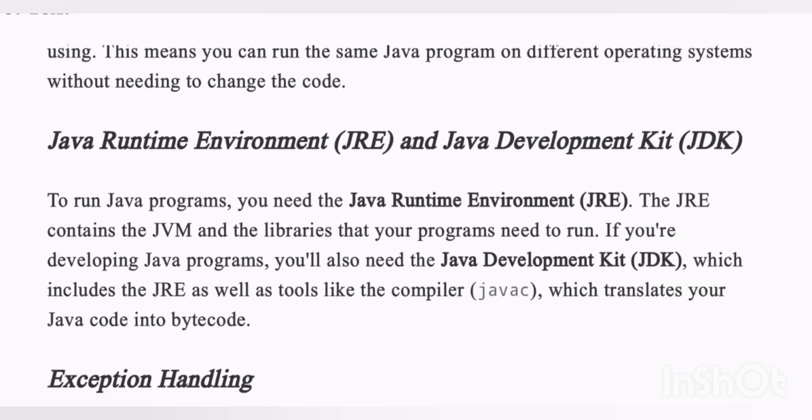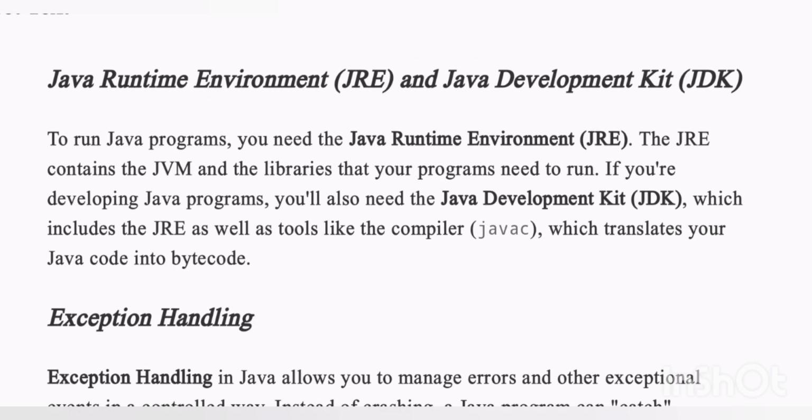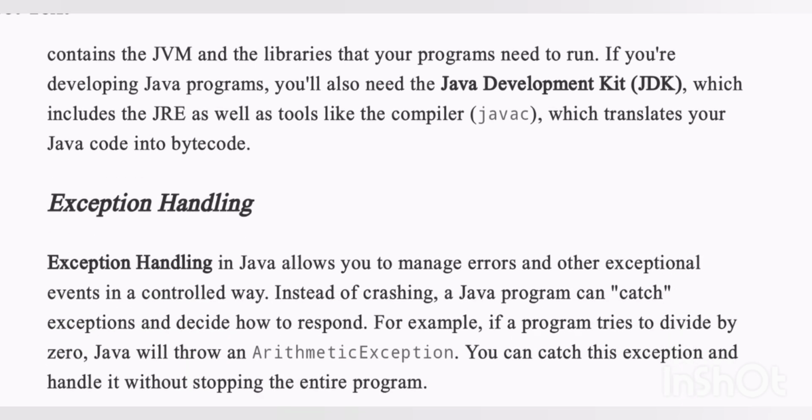Java Runtime Environment, JRE, and Java Development Kit, JDK. To run Java programs, you need the Java Runtime Environment, JRE. The JRE contains the JVM and the libraries that your programs need to run. If you're developing Java programs, you'll also need the Java Development Kit, JDK, which includes the JRE as well as tools like the compiler, javac, which translates your Java code into bytecode.